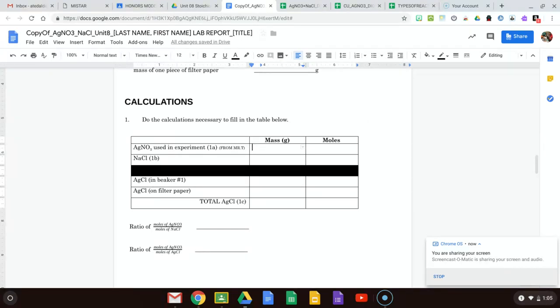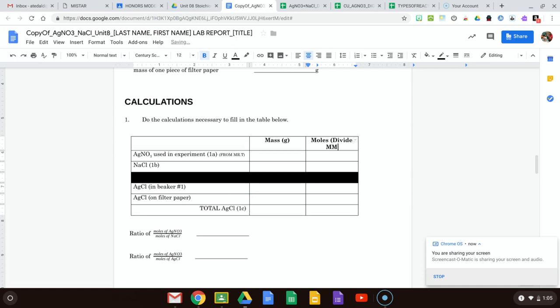Okay, then for your calculations table, the AgNO3 used in this experiment, I'm going to help you out. If you give me the volume that I gave you, I'll tell you what grams, and then you can easily convert that to moles by dividing by the molar mass. And I'll leave this note in here. I'm going to write divide by molar mass. So I need a divide sign. Divide by molar mass. Okay, just to remind you.